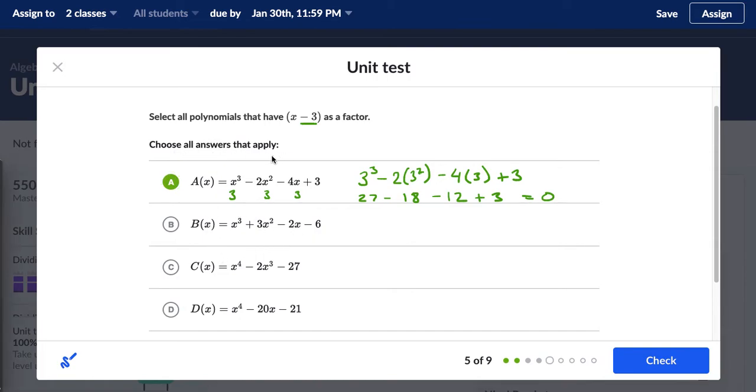Select all that apply. In your case, it'll only be 1 usually. Okay, so we'll work it out. So plug in 3 again as a factor, see if it works. 3, 3, 3, and 3.